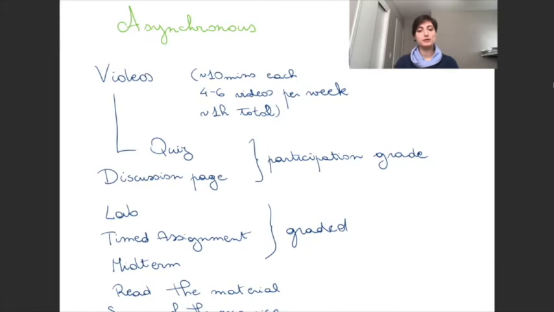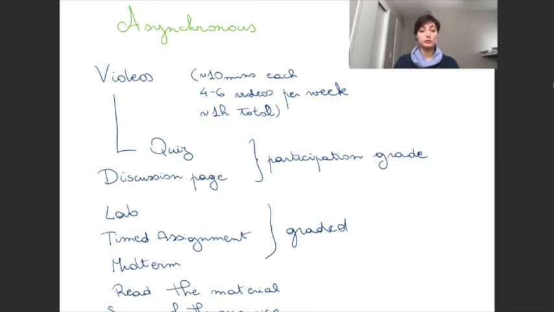A midterm is a bit bigger than a timed assignment. It takes somewhat more than an hour and covers all the material from the previous midterm to that point. Each time that there will be a timed assignment or a midterm, I'll make explicit which elements they will be covering.